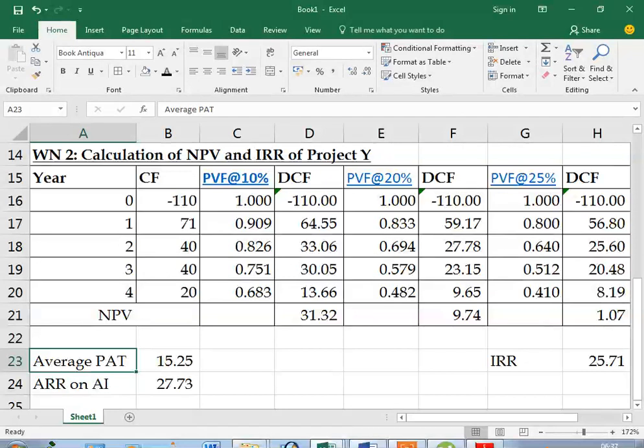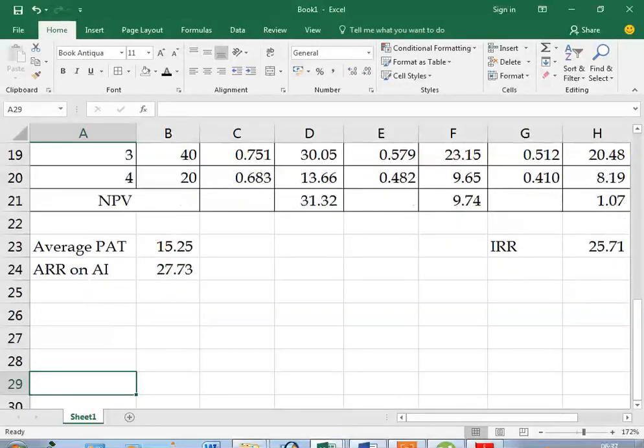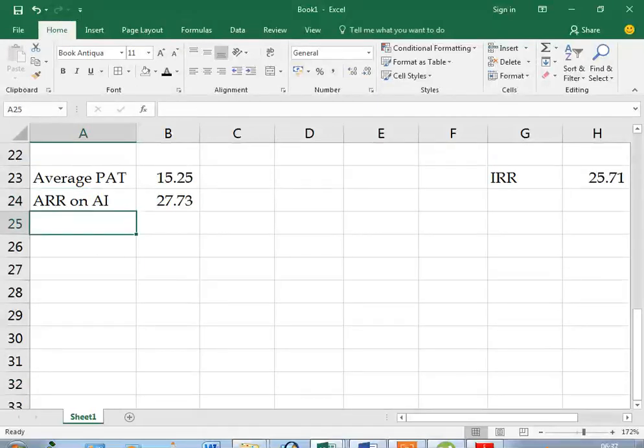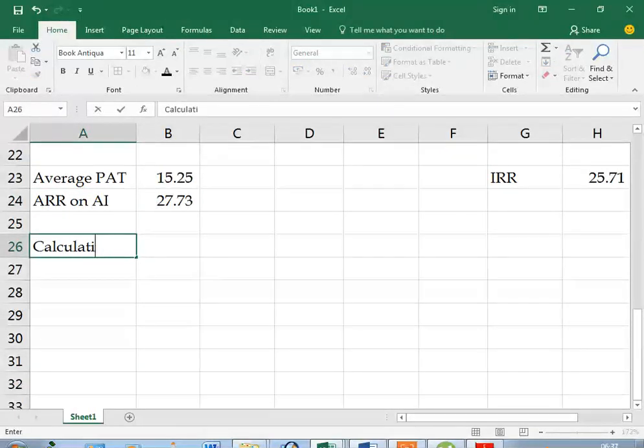Now whenever there is a conflict in ranking, what we end up doing is we try to resolve it through a modified NPV and a modified IRR approach if the life is same, and if the life is going to be different, then we do it through an EAC approach. So EAC, EAB, you will learn it in some time. Now let's go ahead and calculate modified NPV and modified IRR. Next, calculation of modified NPV.